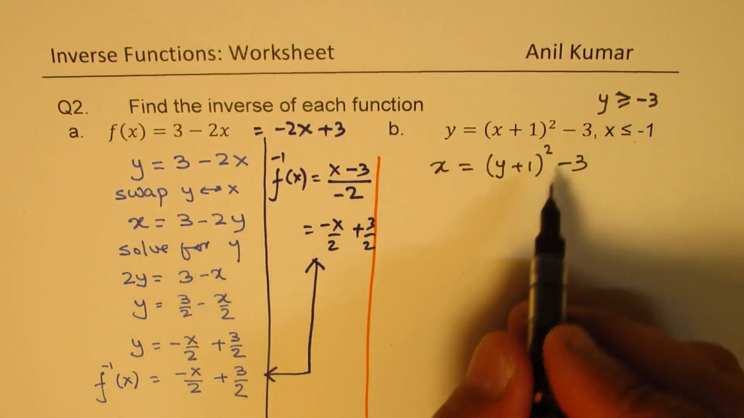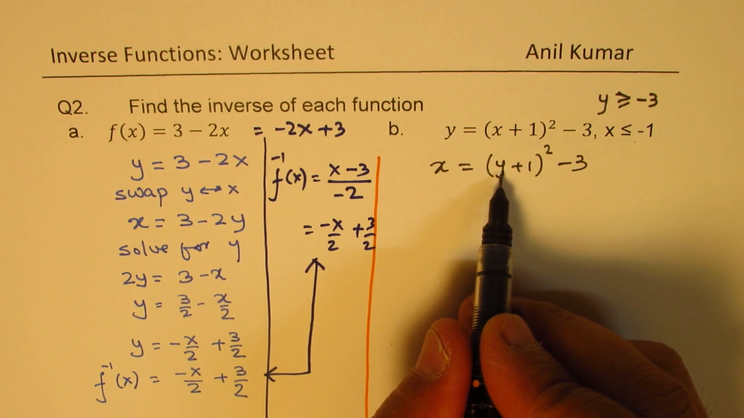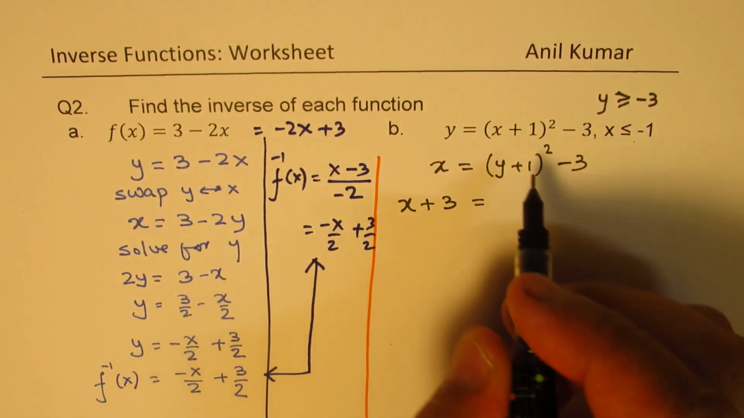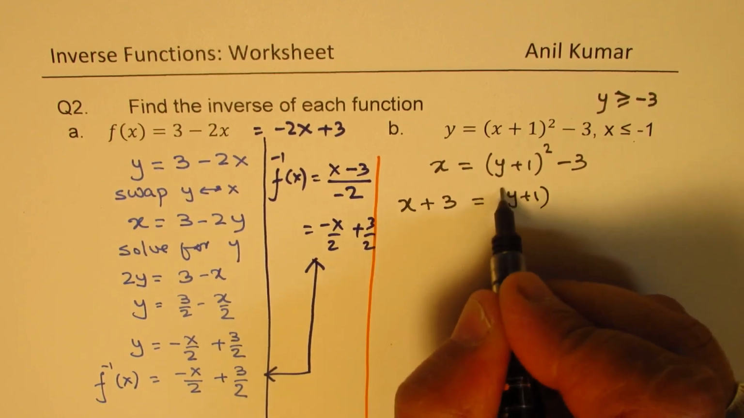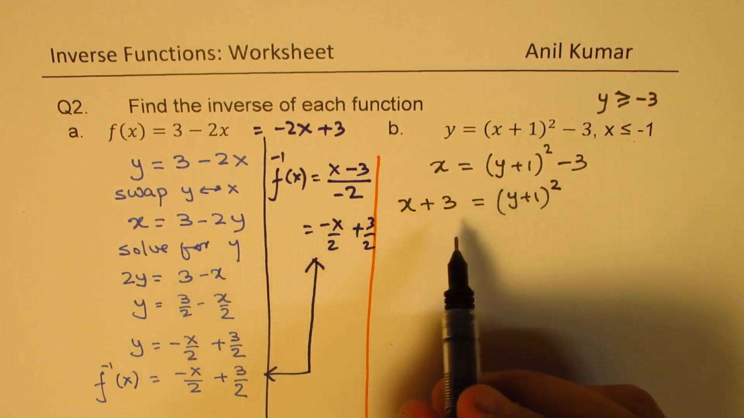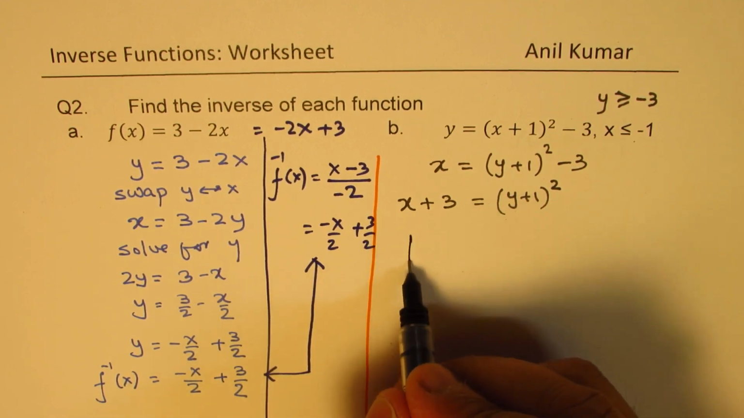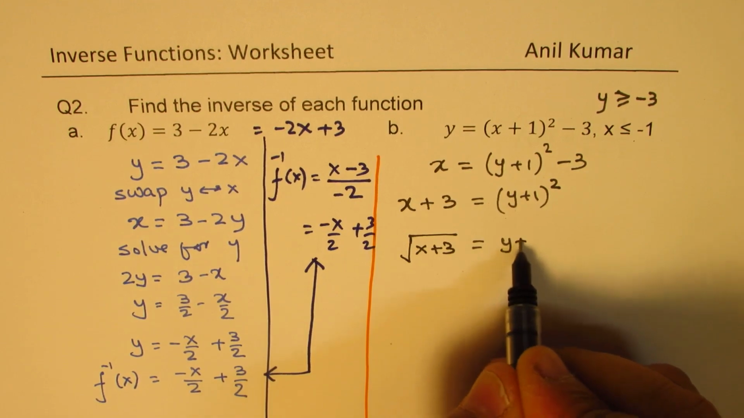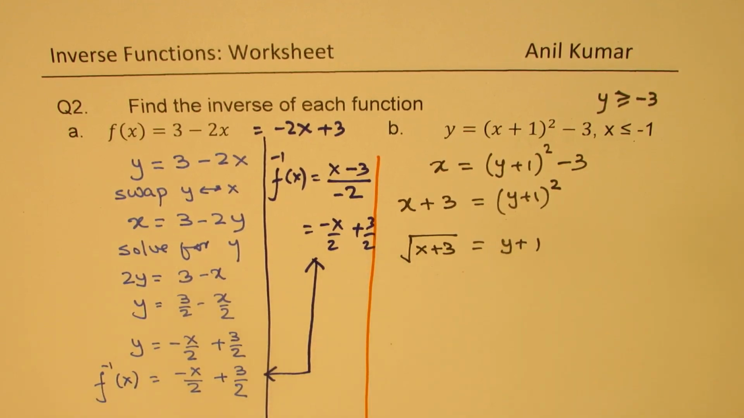Is it okay? Okay. Now let's try to obtain the value of y. So we get x plus 3 equals y plus 1 whole squared. Now we have the square root of x plus 3 equals y plus 1. Now when you do the square root, you will do both plus and minus. Now which one should I take? That is a big thing.